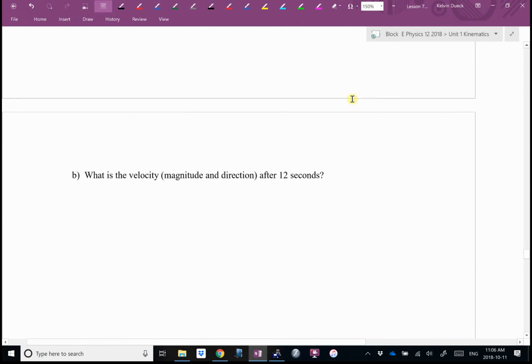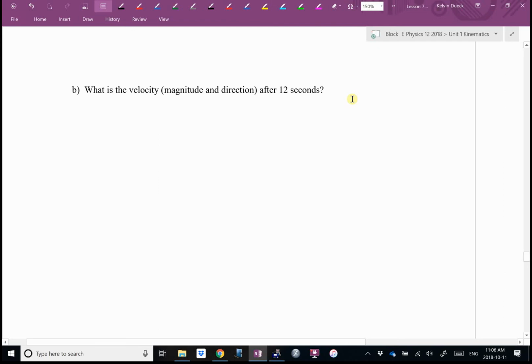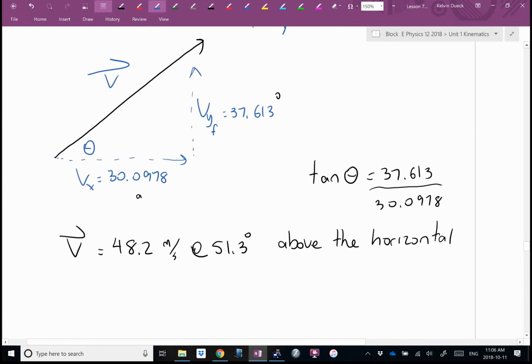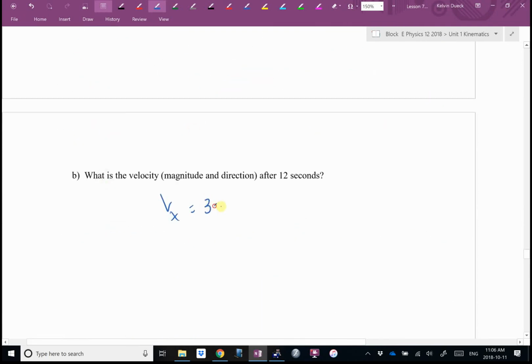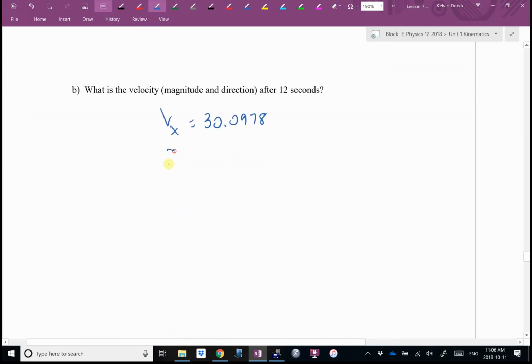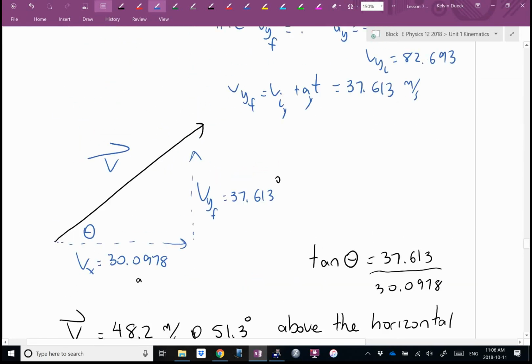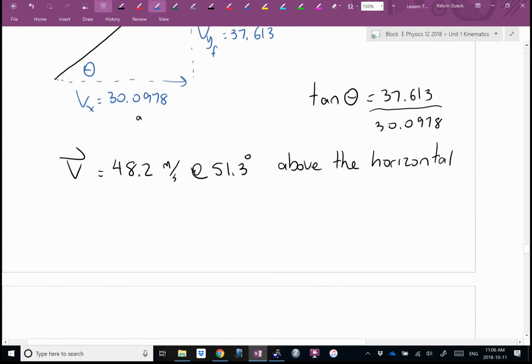What's the velocity, magnitude, and direction after 12 seconds? I have a feeling it's probably on its way down, but I'm not sure. Now I still know Vx. Vx was 30.0978. I'm going to find Vy final. Vy initial was 82.693.